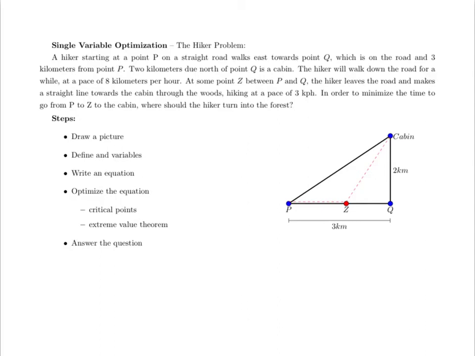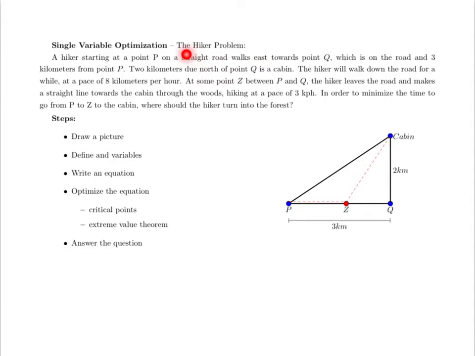Hello folks, this is a quick problem on single variable optimization, and this is going to be the classic hiker problem. So this is a person who travels one direction for a little while, turns, goes a different direction, and their speeds change. So let's read the problem.